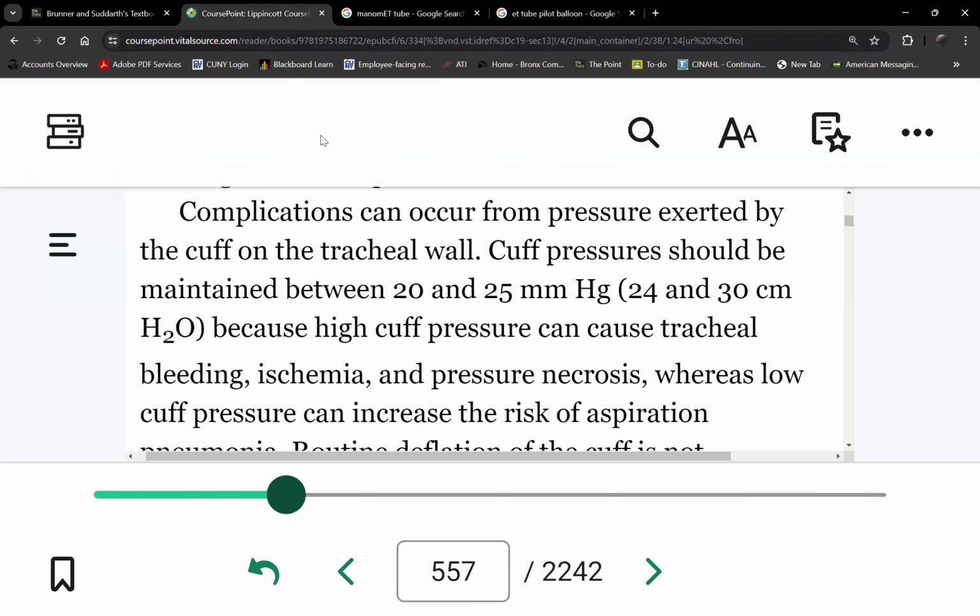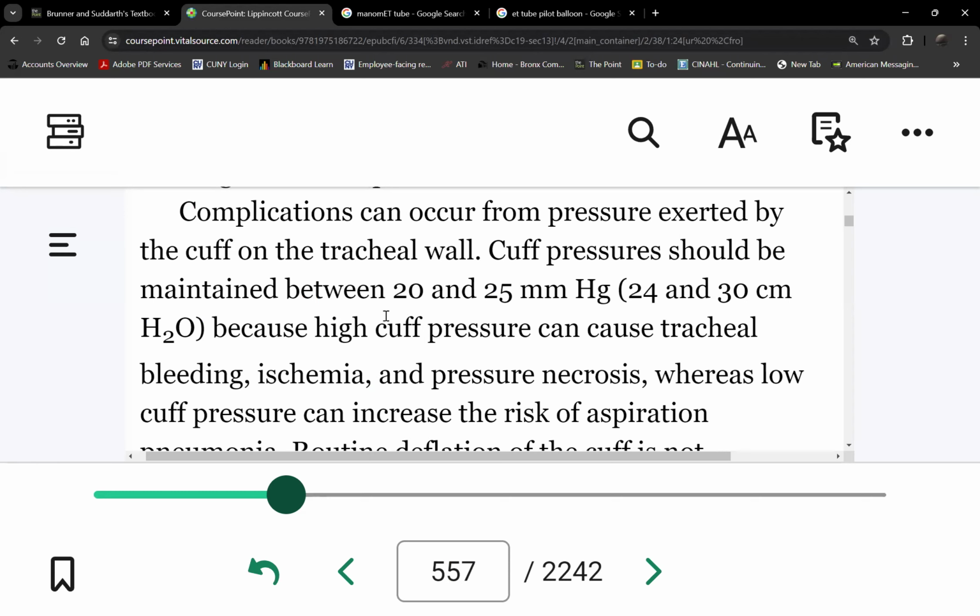The pressure must be between 20 and 25 millimeters of mercury or 24 and 30 centimeters of water. So memorize those numbers, that will be on the exam. These ranges are the safe ranges, meaning it must never be under 20, never over 25 millimeters of mercury, or never under 24, never over 35 centimeters of water.